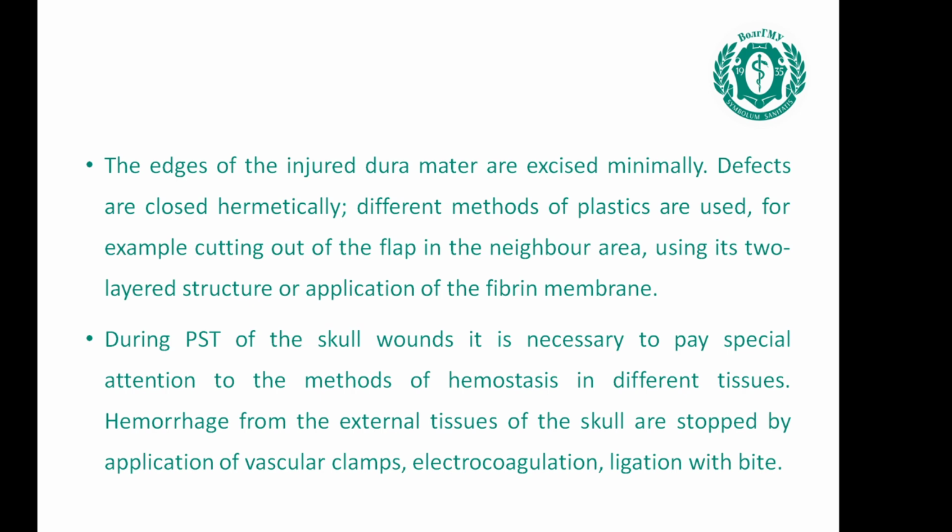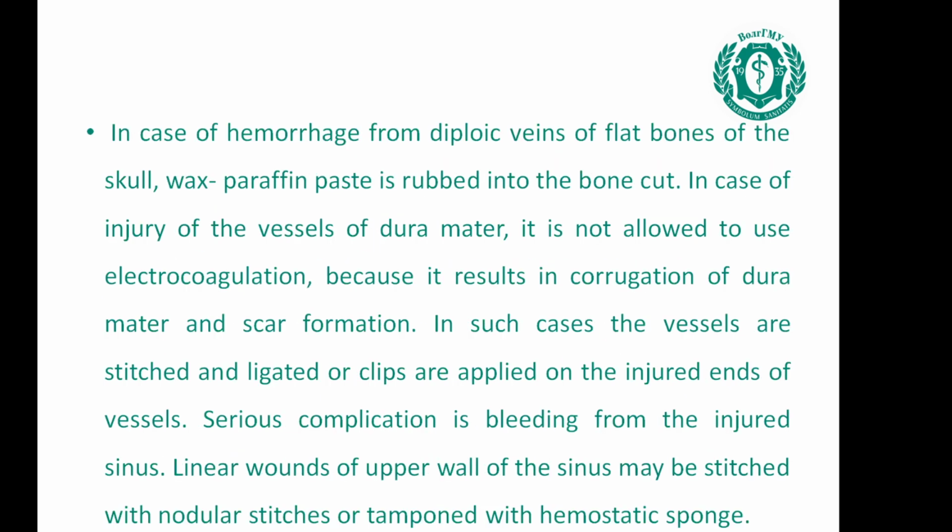During primary surgical treatment of skull wounds, it's necessary to pay special attention to the methods of hemostasis in different tissues. Hemorrhage from the external tissues of the skull is stopped by application of vascular clamps, electrocoagulation, or ligation with a bite. In case of hemorrhage from diploic veins or flat bones of the skull, wax paraffin paste is rubbed into the bone cut. In case of injury of the vessels of the dura mater, it is not allowed to use electrocoagulation because it results in corrugation of the dura mater and scar formation. In such cases, the vessels are stitched and ligated, or clips are applied on the injured ends of the vessels.